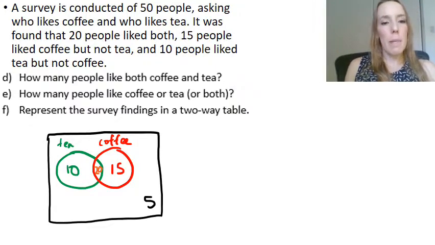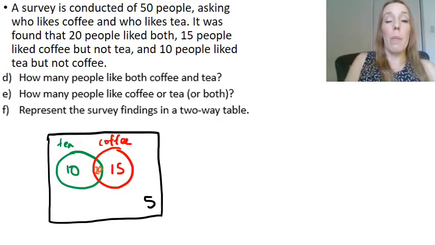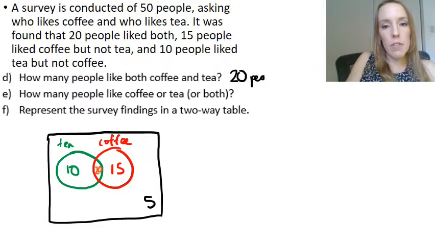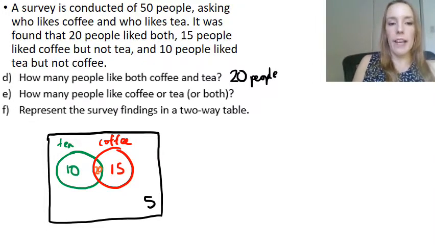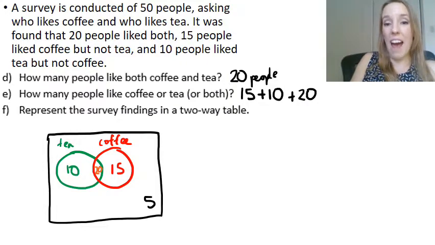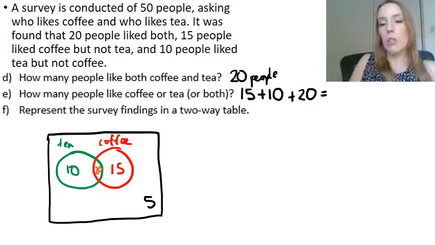Okay, so how many people like both coffee and tea? Obviously that's the overlap in the middle, so there's 20 people in the middle there. How many people like coffee or tea or both? Okay, so we're going to add all those together. 15 people liked coffee, we had 10 people who liked tea and 20 people who liked both. So we're just going to add all of those together. 15 plus 10 is 25, plus 20 is 45 people.